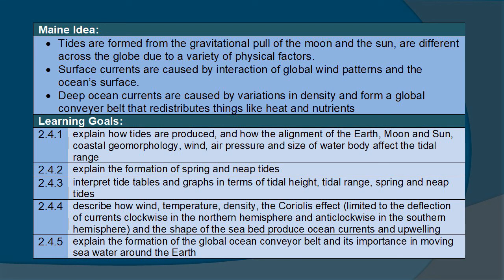That was a lot of ocean in motion. So here again are those main ideas. Tides are formed from the gravitational pull of the moon and the sun and are different across the globe due to a variety of physical factors. Surface currents are caused by the interaction of global wind patterns and the ocean surface. And deep water currents are caused by variations in density and form a global conveyor belt that redistributes things like heat and nutrients.